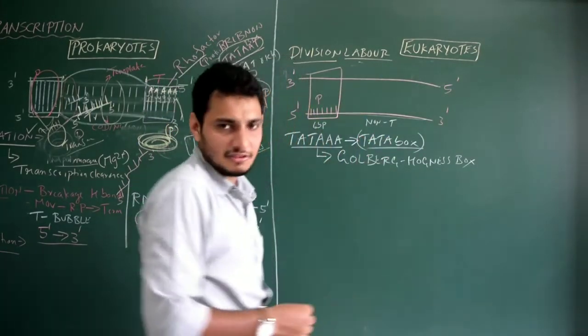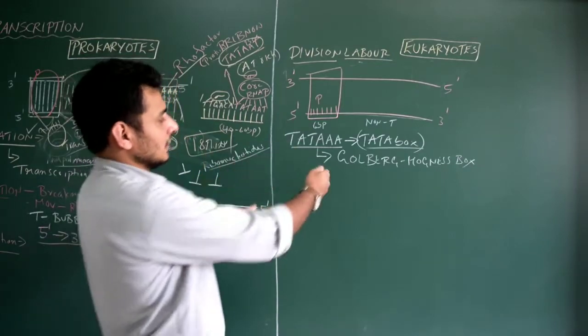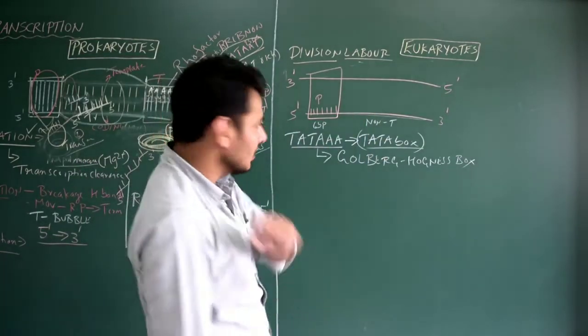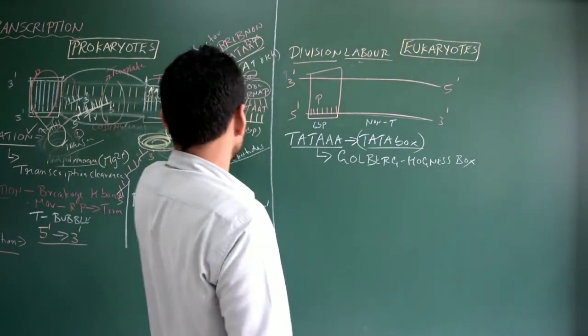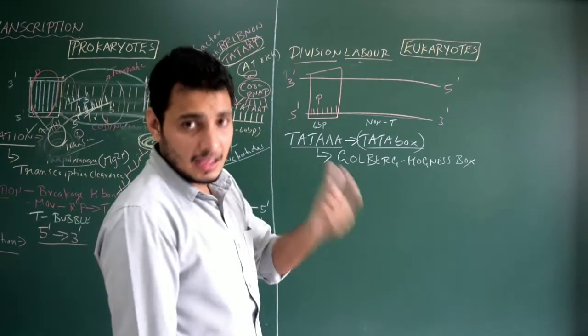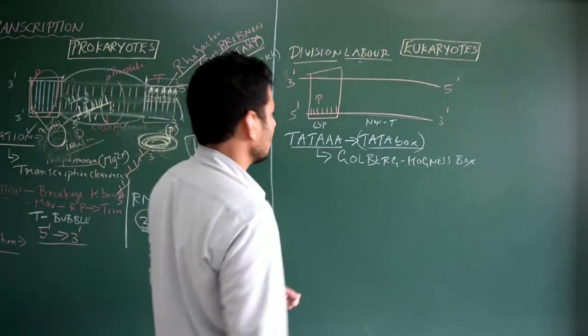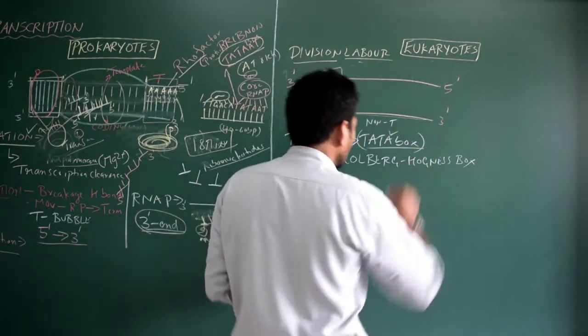For the NEET exam only I am telling everything. Remember, Tata box, that is Goldberg-Hogness box. Done. And terminator same. Okay, you see a poly-A region, that is, a region having more adenine residues will be seen. So that's all about it now.